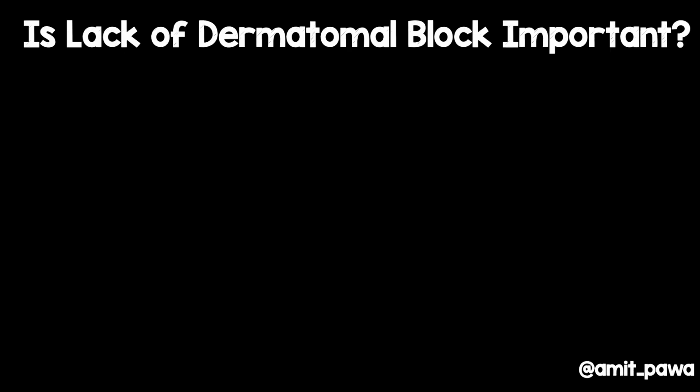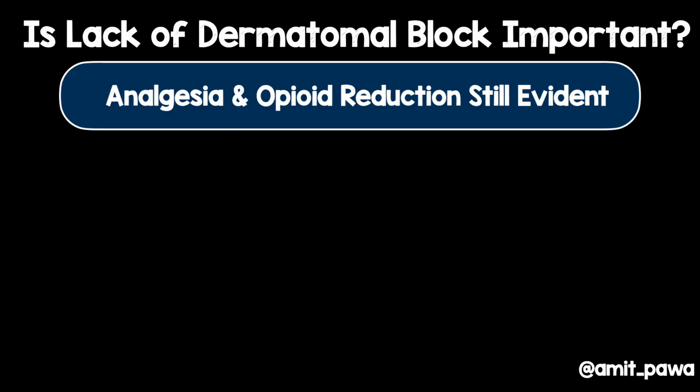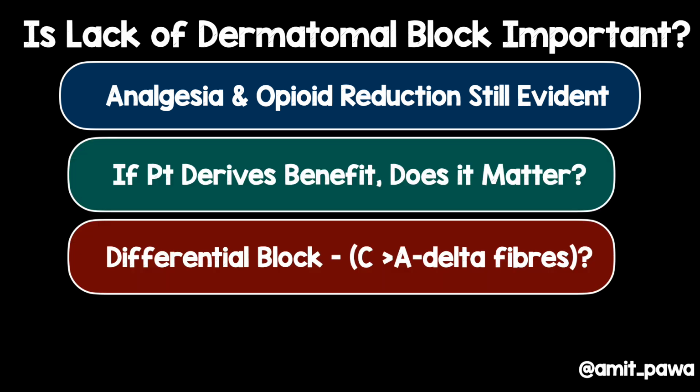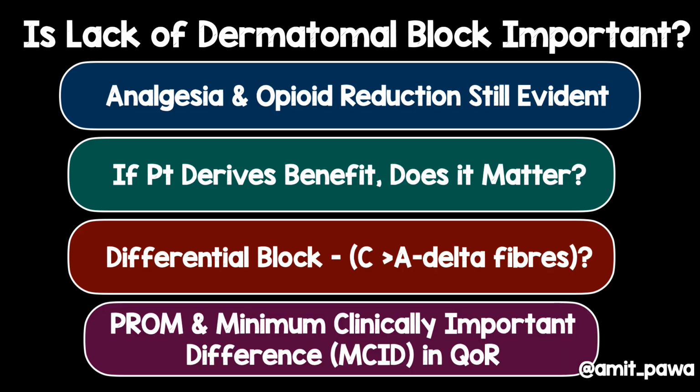It's possible, right? So is the lack of dermatomal block important? Well, I would argue if there's analgesia and opioid reduction evident, then maybe the fact that you can't test a dermatomal effect of the block is not that important. And clearly, if the patient derives a benefit, does it matter? It may be because you're getting a differential block, and preferentially you're blocking C fibers more than you're blocking A delta fibers. And I think, if you've got patient reported outcome measures and you're demonstrating a minimum clinically important difference in the quality of recovery, then actually the fact that we can't see a dermatomal block demonstrated maybe isn't that relevant.